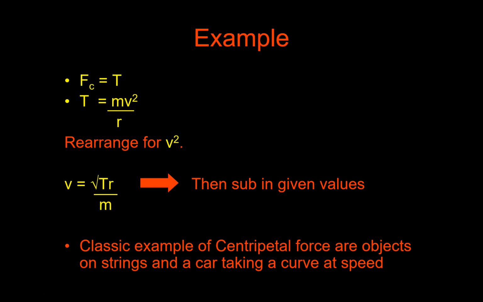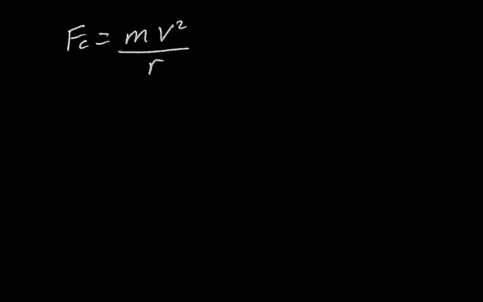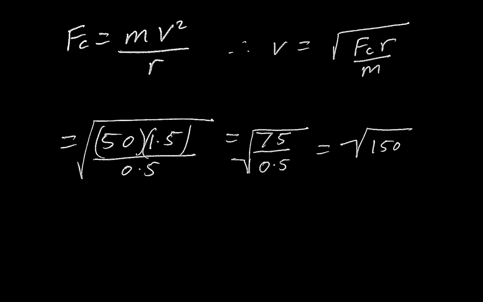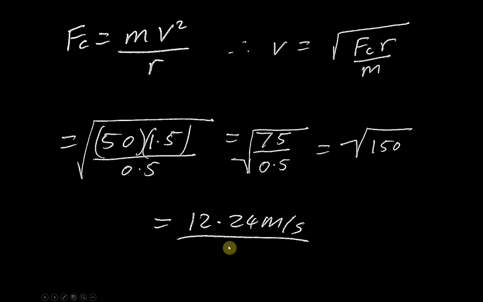If we want to find out what v is, we can simply rearrange and end up with v being the root of Tr over m. So Fc is mv squared over r, and T is Fc here. That means v is essentially the root of Tr over m. Substitute in our values of 50, 1.5, and 0.5 for the radius, and that will give us root 150, which will give us about 12.2 meters per second before the string snaps, the ball flies off, smashes a vase, and you spend the afternoon trying to put it together before your mother realizes you destroyed it.